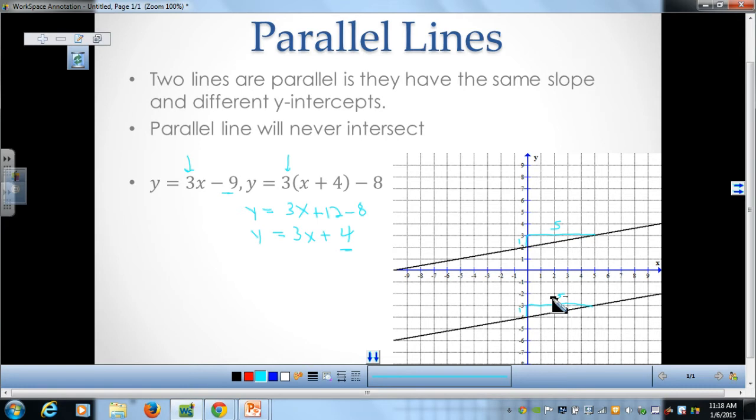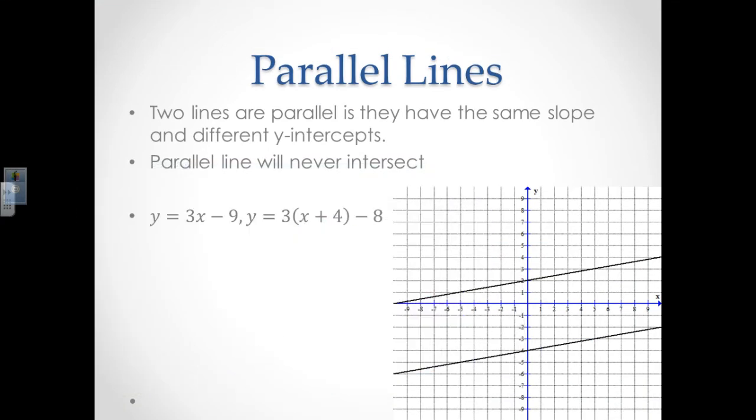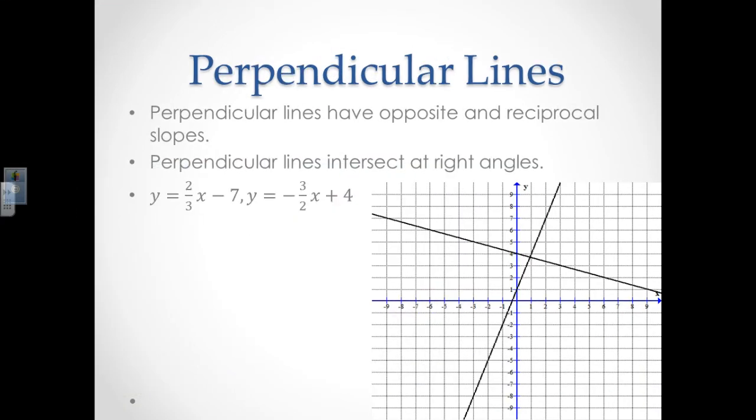So when we look at things, we look at them graphically and or analytically with equations, and so you should be able to determine if lines are parallel from the equations and or a particular graph. The other thing that we're going to talk about is perpendicular lines. Perpendicular lines have what we call opposite and reciprocal slopes, and I'll get to that in a little more depth in just a second. Perpendicular lines intersect at right angles, or 90-degree angles.